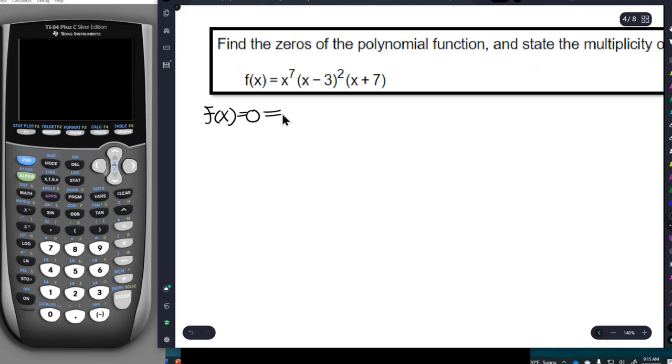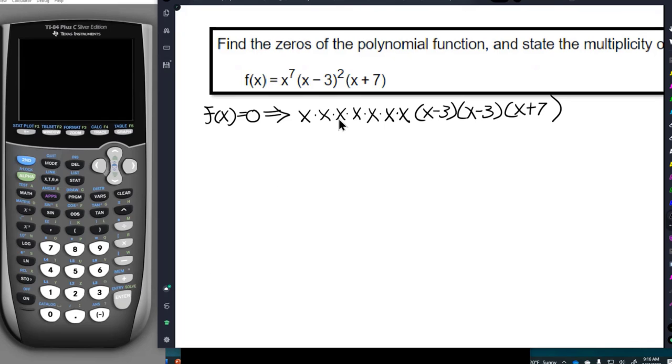Okay, so to get f of x equals 0, what that means is we're going to have x times x times x times x times x, 1, 2, 3, 4, 5, times x, times x minus 3, times x minus 3, times x plus 7. My goodness. We have 1, 2, 3, 4, 5, 6, 7, 8, 9, 10 factors of f of x. And we're going to set each of them equal to 0.